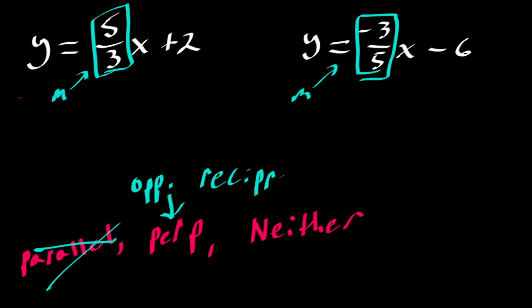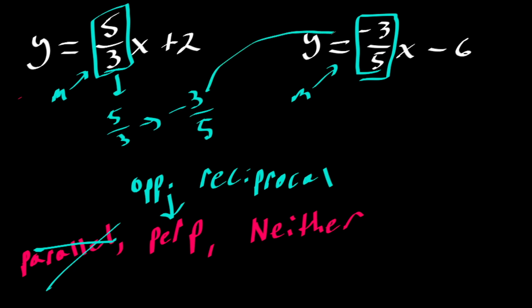All right, so the opposite reciprocal of 5 over 3 would be, first of all, we'd flip this fraction to 3 over 5, but then we would make it negative. Now, if that opposite reciprocal is the slope of the other line, then that means they're perpendicular. And if you notice, the opposite reciprocal is the actual slope. So this would be perpendicular.